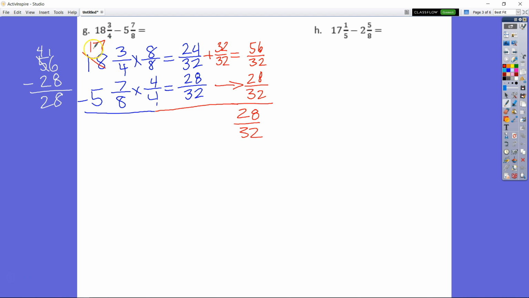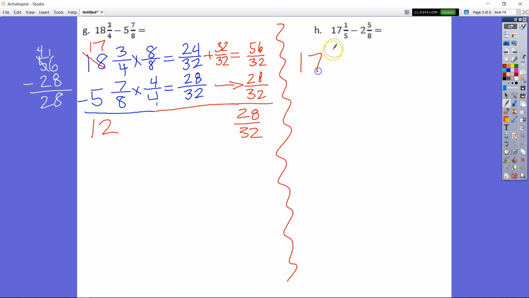Now we're not done. We still have 17 minus 5. 17 minus 5 is equal to 12. 7 minus 5 is 2. 10 minus 0 tens is 10.